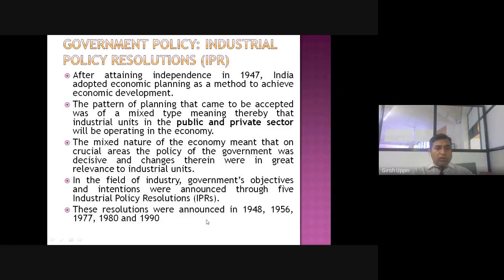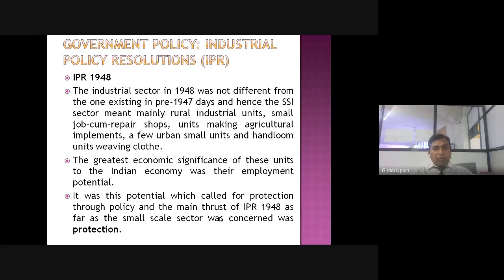So these resolutions were announced in 1948, 1956, 1977, 1980, 1990. Each of these IPRs was brought up with a certain strategy, a certain intention, a certain objective by the government. As I told you, the 1948 IPR was predominantly done with the one sole objective of protecting the small scale industry.